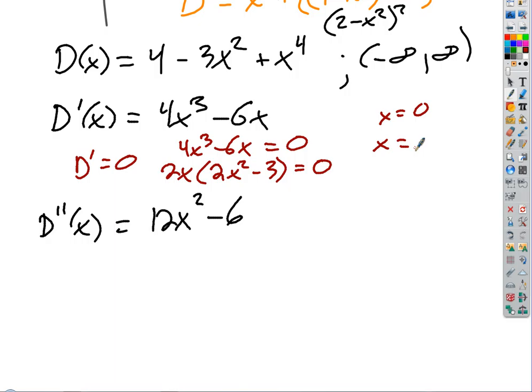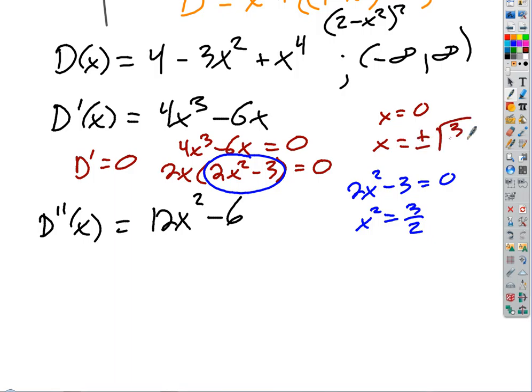If we just take this factor right here and set it equal to 0, then we can add the 3 to the other side, divide by 2, and get x squared equals 3/2. So x would equal plus or minus the square root of 3/2, right? So those are our 3 critical numbers. Okay, make sense? Yes. All right.